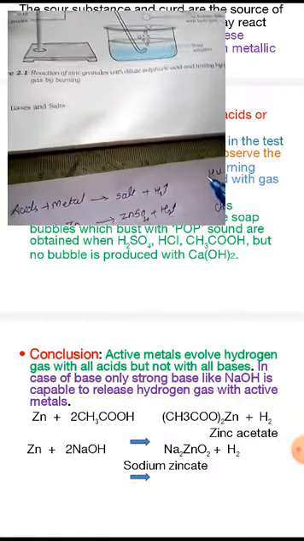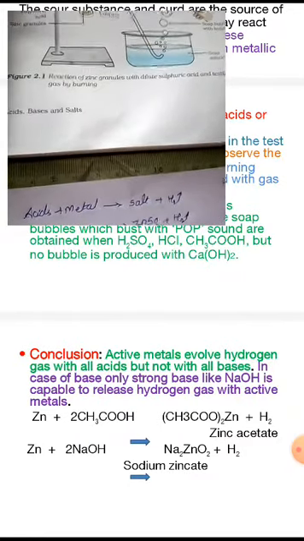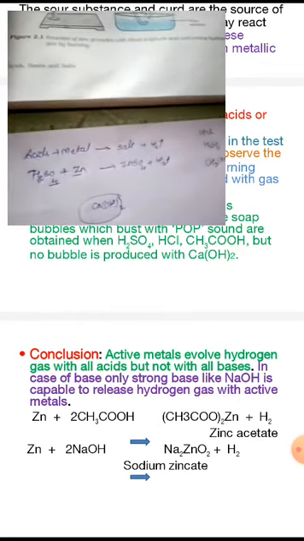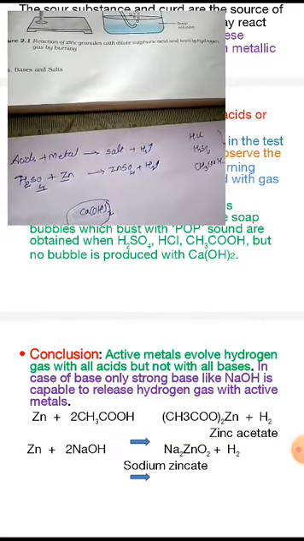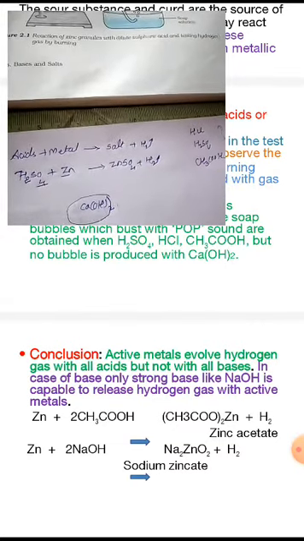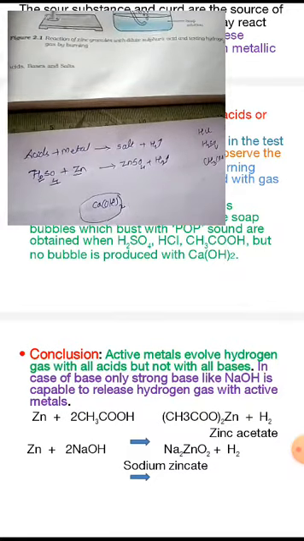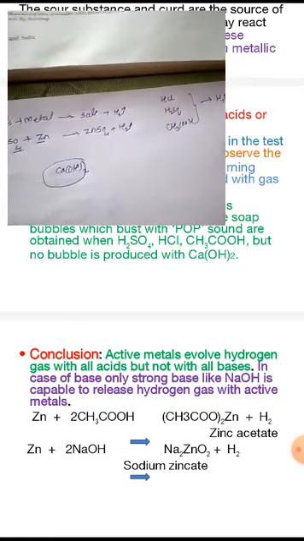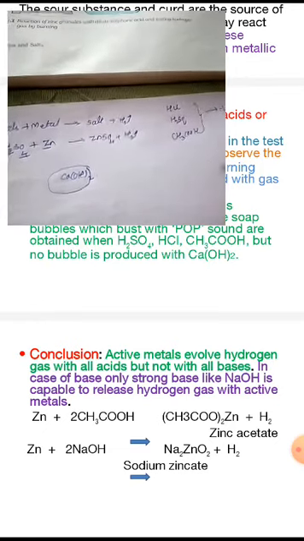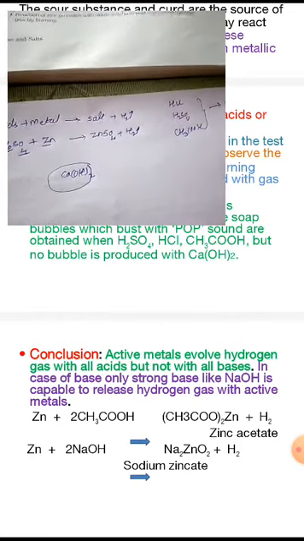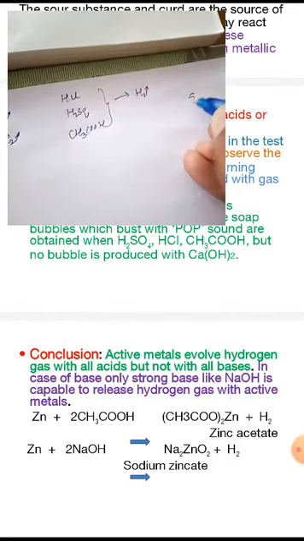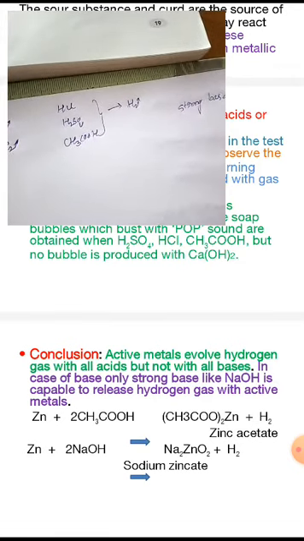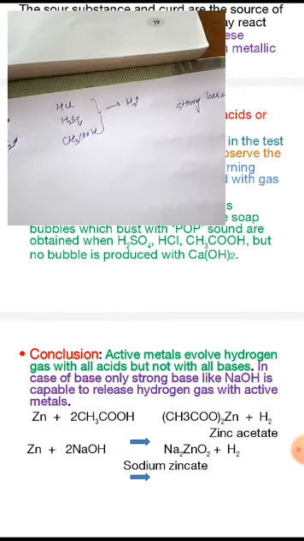Active metals evolve hydrogen gas with all acids, but not with all bases. That means these are active metals. Metals generally react with acids and produce hydrogen gas, and when metals react with bases, only some bases produce hydrogen gas. In the case of bases, only a strong base is capable of releasing hydrogen gas with an active metal.